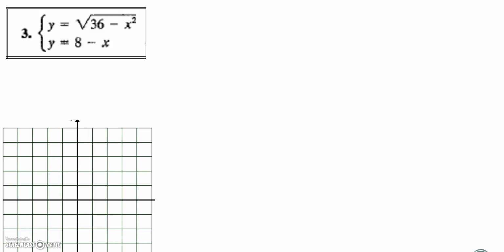Okay, let's solve systems of nonlinear equations. So this first one is actually the top half of a circle. I'll explain how I know that in a minute. And the second one is a line. So we're going to solve it using substitution.